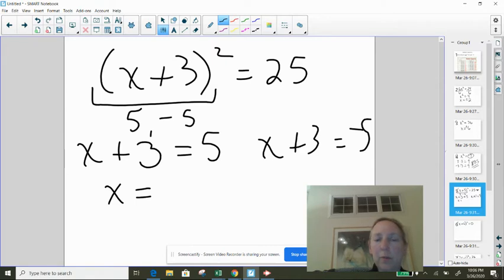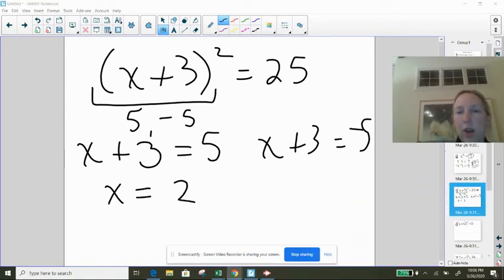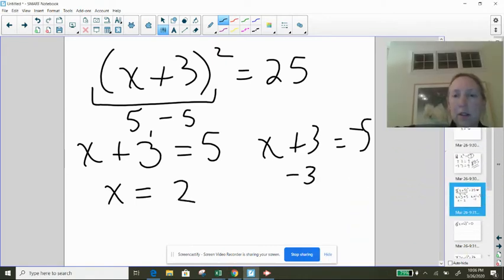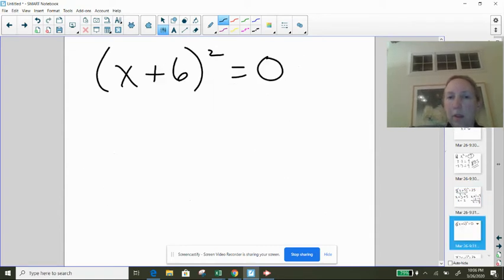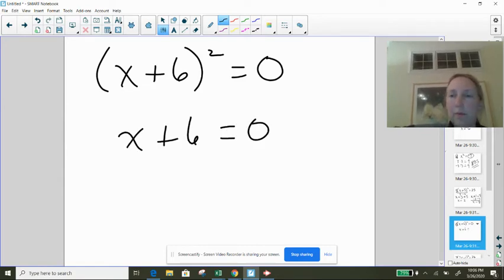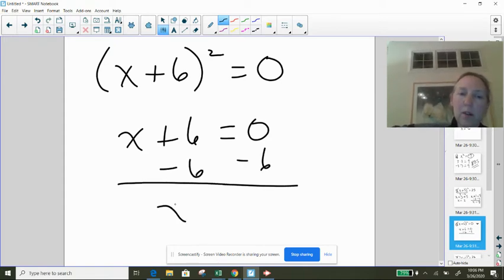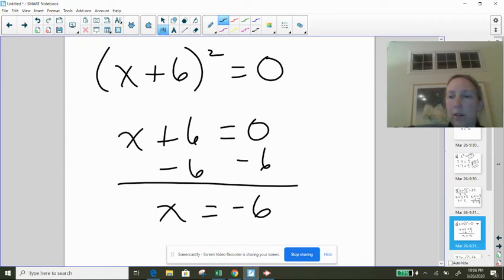So you subtract 3 from both sides and get 2. Subtract 3 from both sides, and you get negative 8. So those are my 2 answers to that equation. All right, we have 2 questions left. What number can you square to get 0? Only 0. So we ask ourselves, what makes this equal 0? And I can either subtract 6 from both sides or just get the answer in my head.